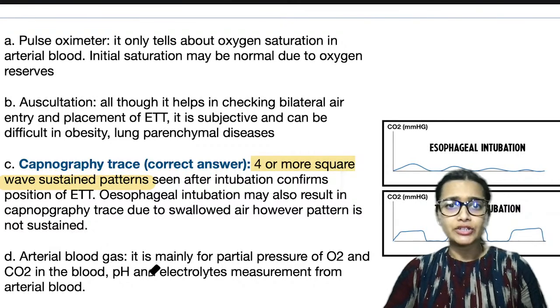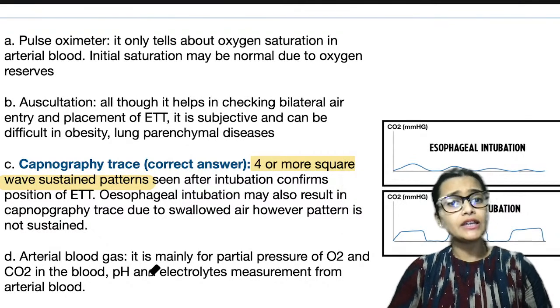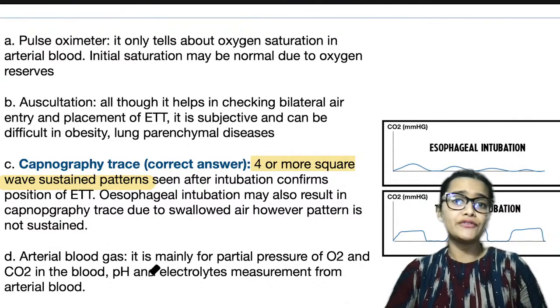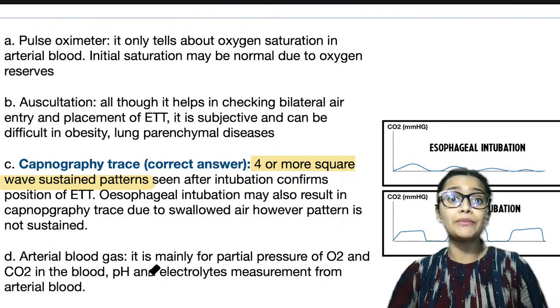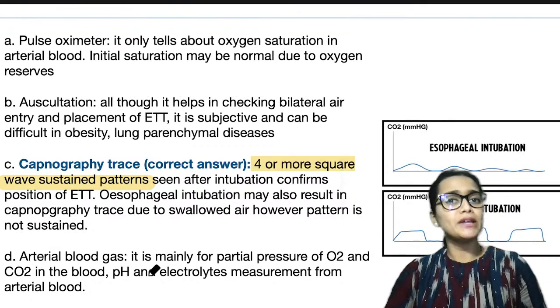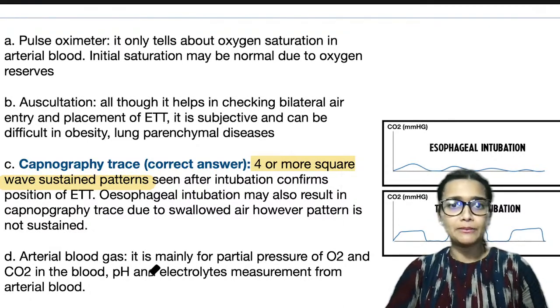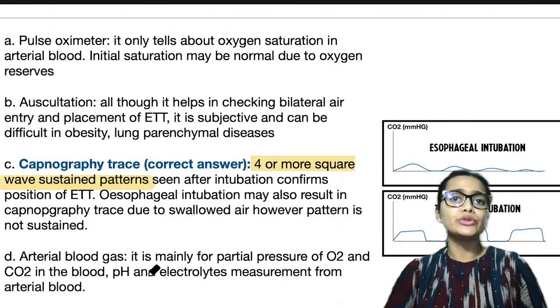Option B, auscultation. It's a traditional clinical method to auscultate 5 points, the 2 upper zones, 2 lower zones and your epigastrium. However, in conditions like obesity or if your patient has some pulmonary disease like COPD or emphysema, the breath sounds won't be very well heard. So although I would say traditionally it used to be a method, it's not a confirmatory method anymore. Capnography, this is your gold standard method to detect the correct position of your endotracheal tube.